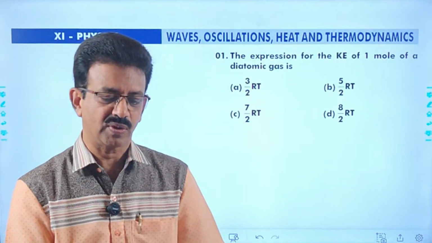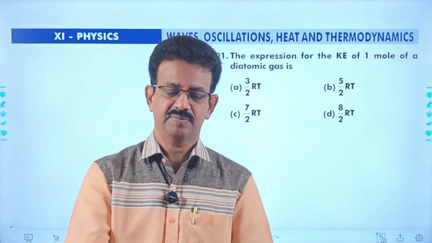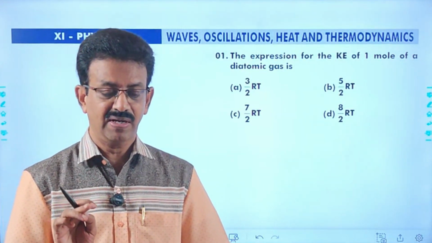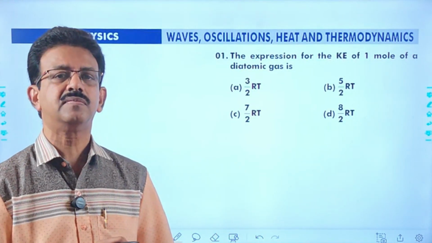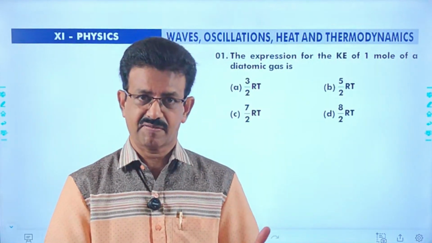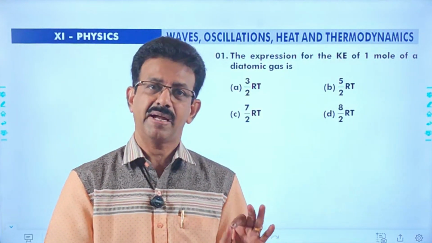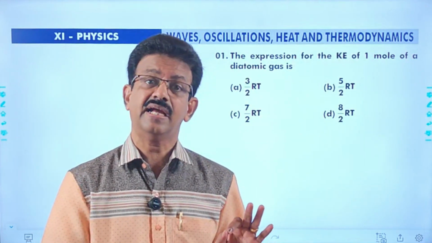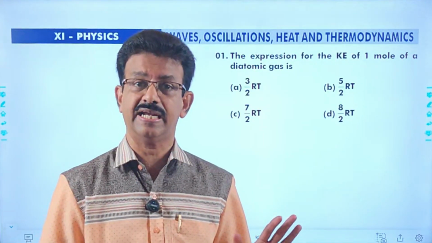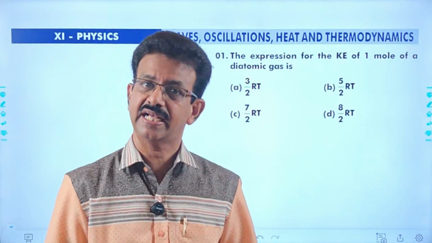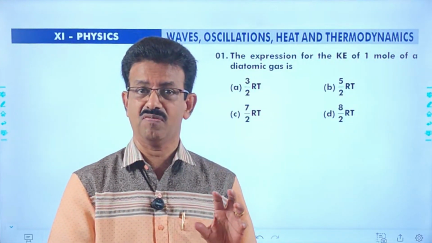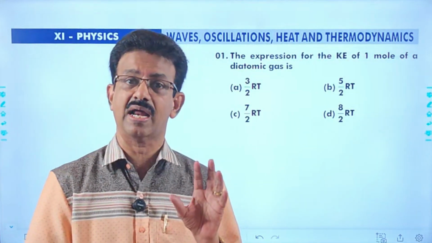Let's go through the first question. Question number 1. The expression for the kinetic energy of 1 mole of a diatomic gas. According to kinetic theory, several postulates are there, several equations are there. Then, by kinetic theory, the kinetic energy of 1 mole of an ideal gas is 3 by 2 RT, where R is the universal gas constant, T absolute temperature.